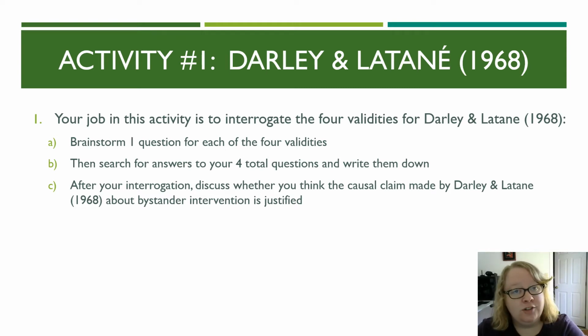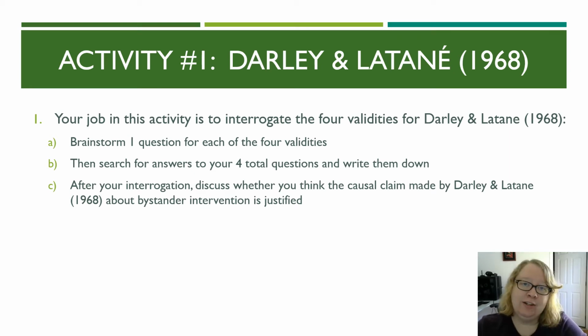And then part C, after you've interrogated those validities, think about whether you think the causal claim that Darley and Latané made about bystander intervention is justified. Now remember, the point of assessing validities is to think about the quality of the study, right? So for example, we know that this was an experimental study. They're making a causal claim. They're saying the more bystanders there are, the less likely somebody is to get help. That's the causal claim that they're making.